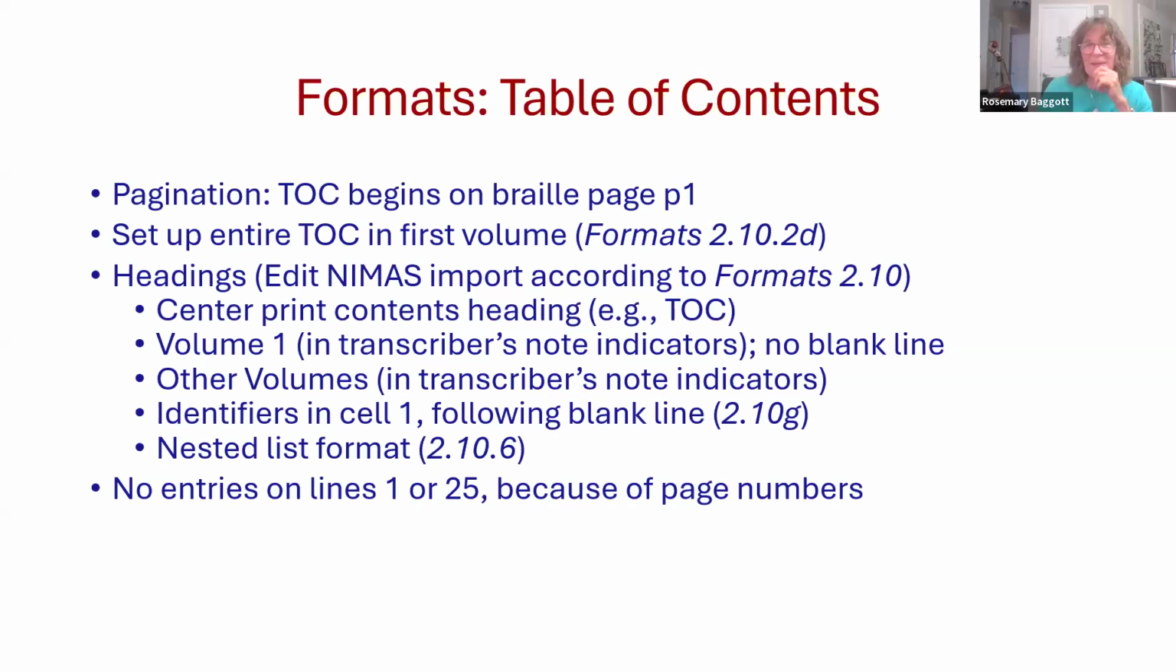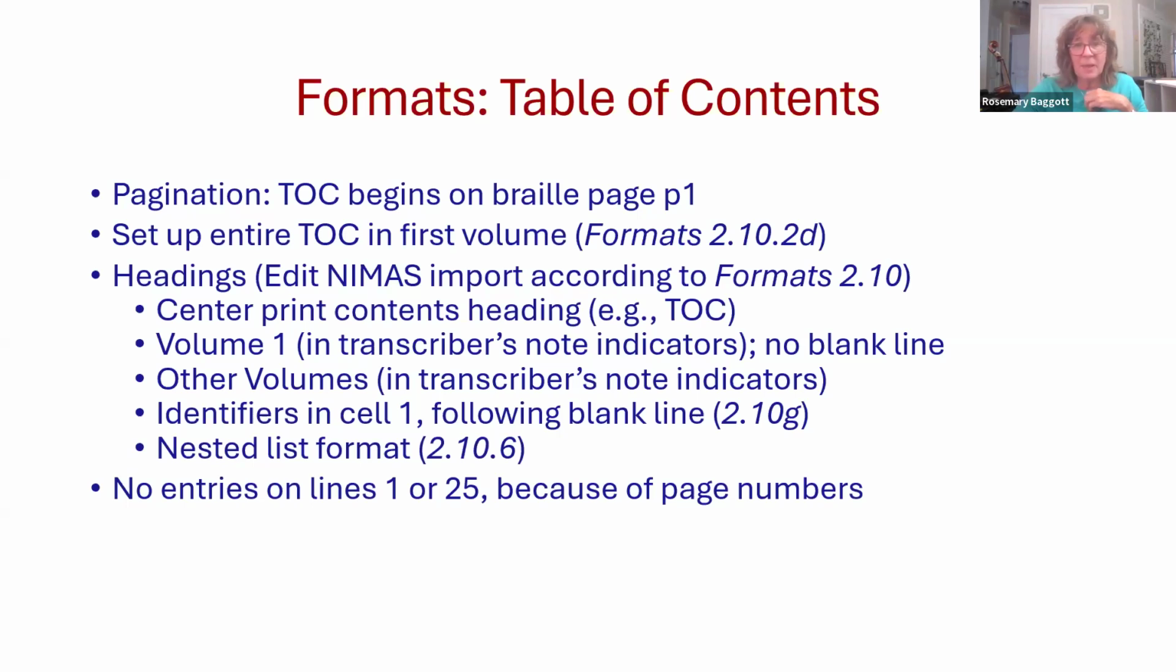Okay. All right. So again, just a few pointers from Formats and the table of contents. Pagination: the table of contents typically begins on Braille page 1 unless there's matter from the back cover or whatever. We demonstrated that on day 1. That would go before the table of contents. But you set up the entire table of contents in the first volume only. After that, subsequent volumes will just have the TOC, referring to the portion that's in that volume.